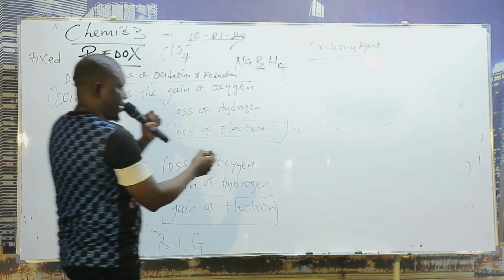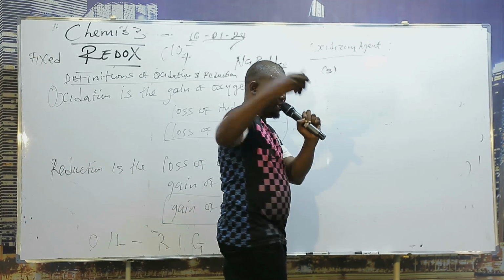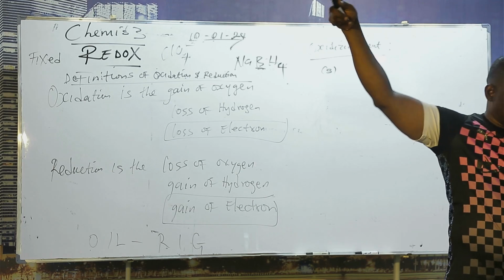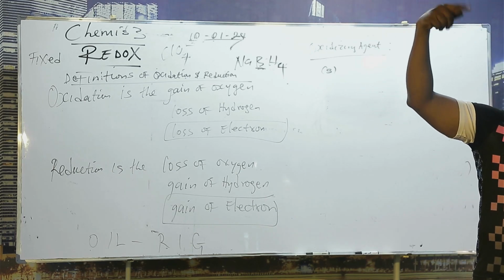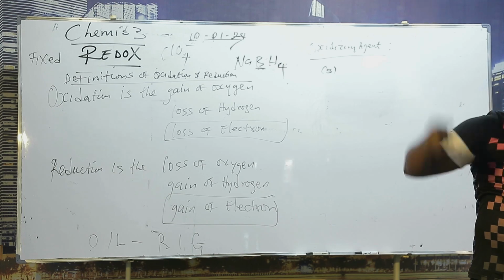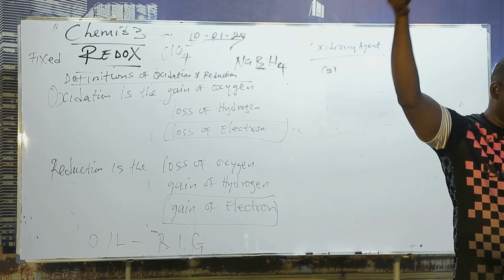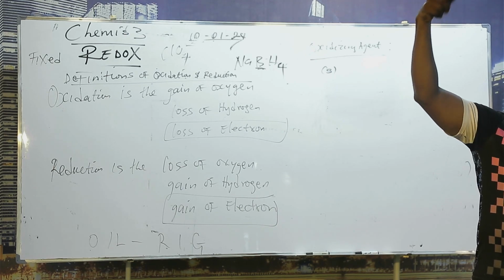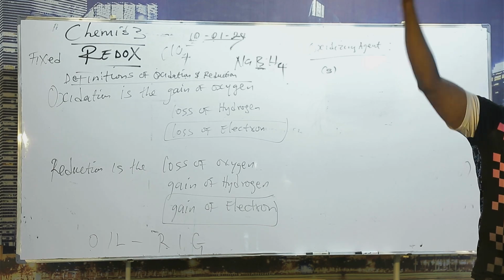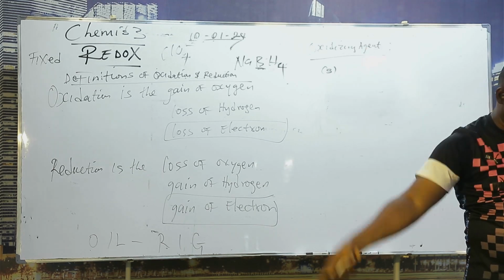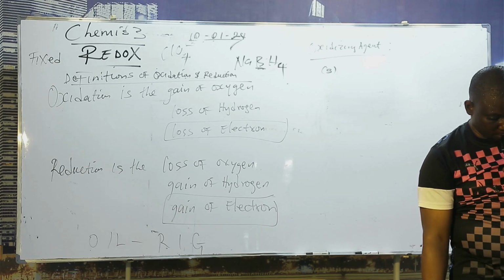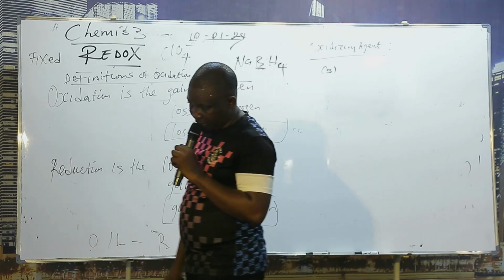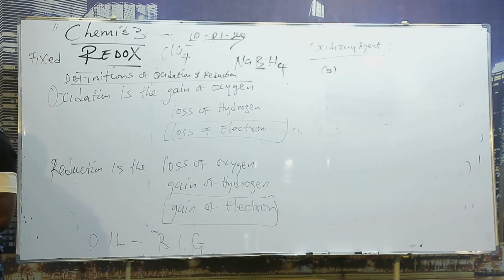You shift over the S in bracket. That means they gain electron or electrons. They gain electrons from another chemical substance to become a reduced species, comma.